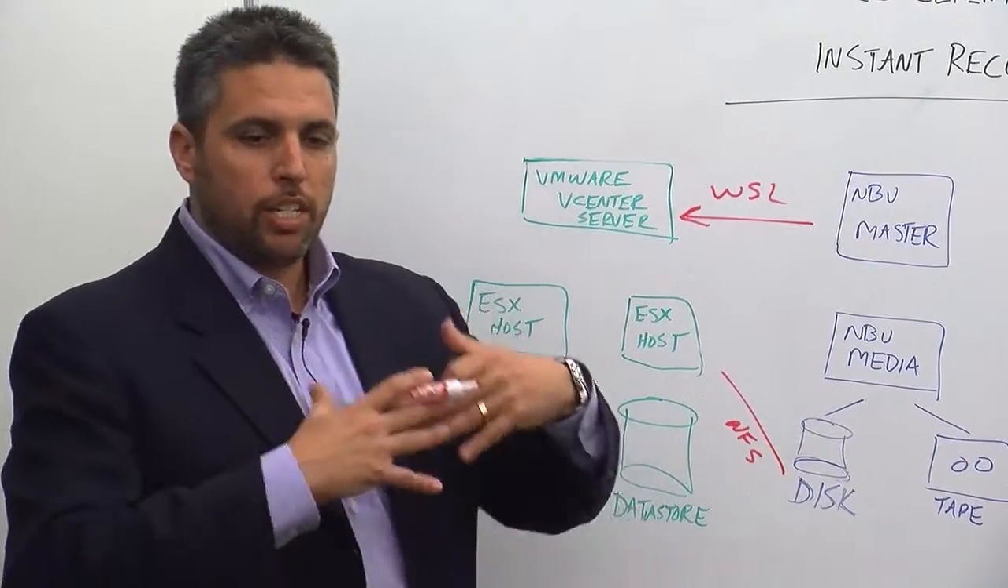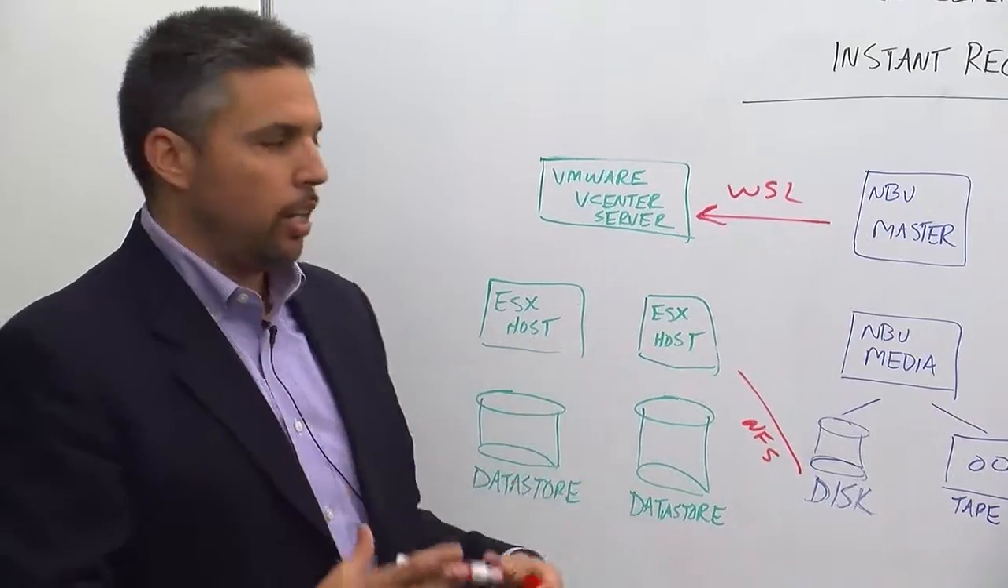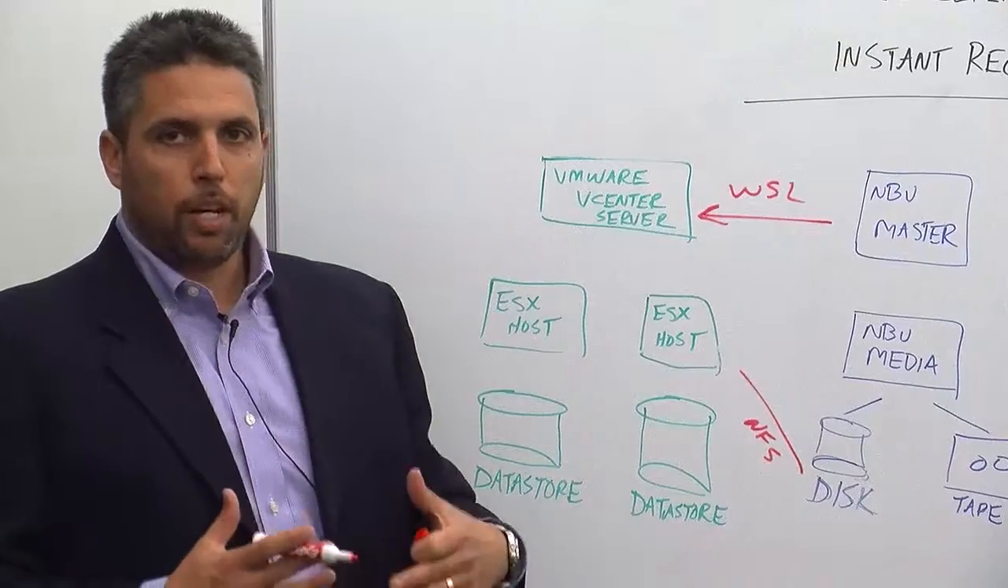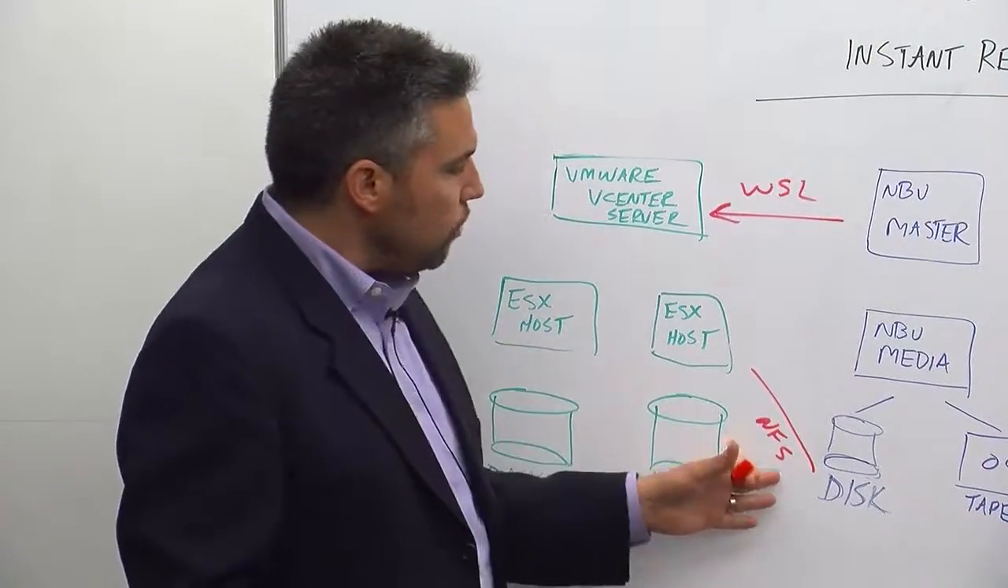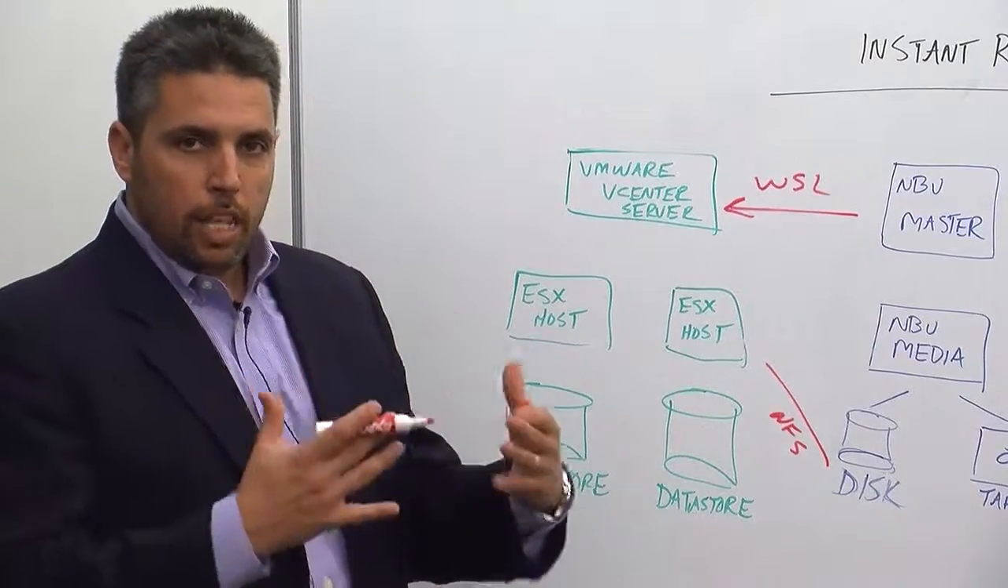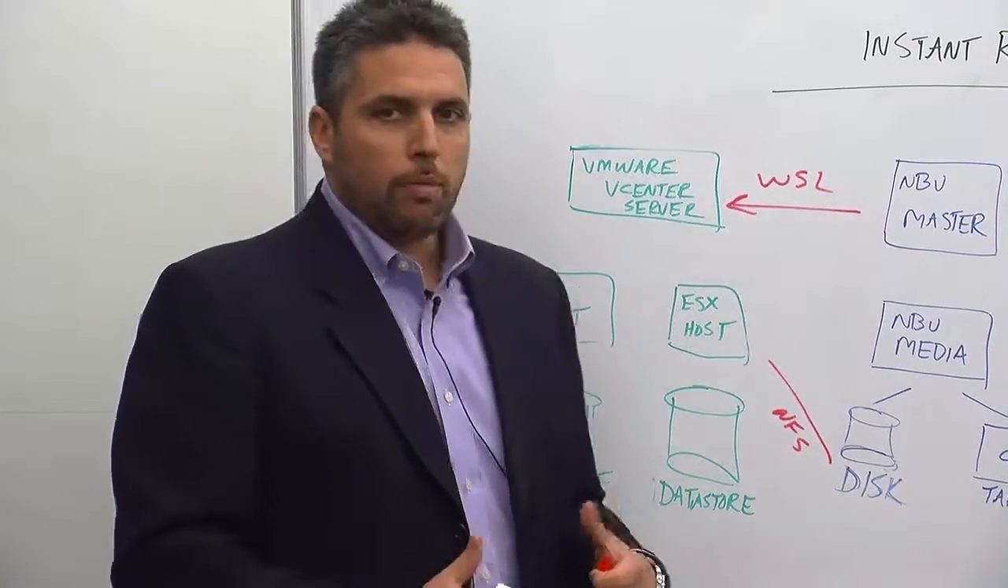Traditional process is actually to restore and then bring it online. Instant recovery is a great feature for being able to power the VM on directly from the backup target. So once that NFS mount occurs, VM gets powered on. That's the first step in the instant recovery for VMware process.